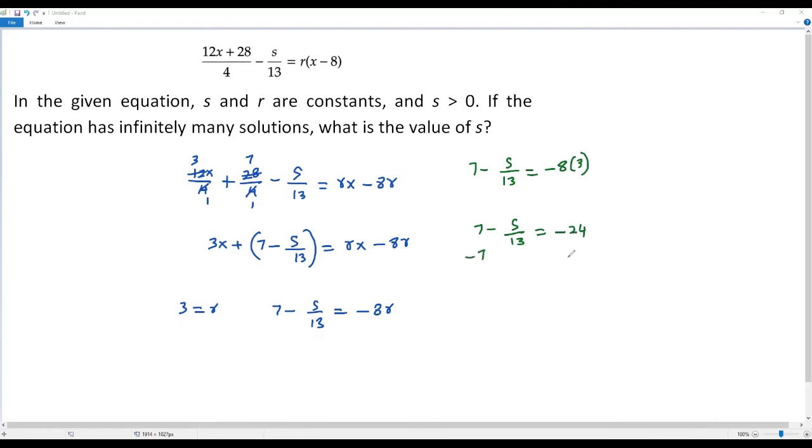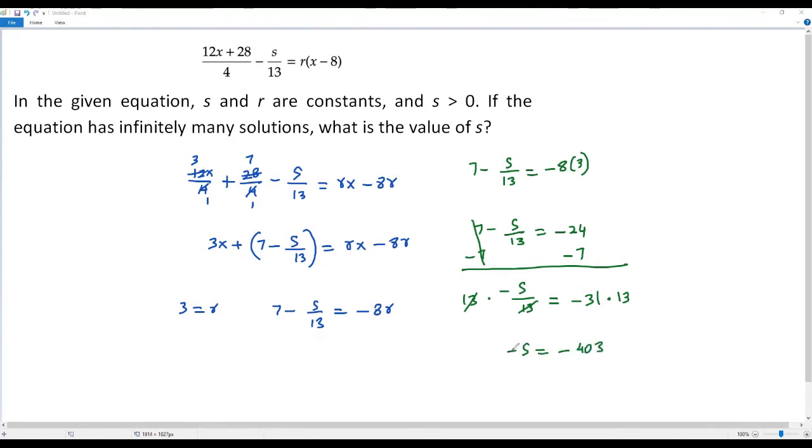Now let me subtract 7 from both sides of the equation. Then the positive 7 and negative 7 will cancel. Then I'm getting −s over 13 equals, when I combine −24 and −7, −31. Now let me multiply both sides of the equation by 13. When I do so, this 13 will cancel out. When I multiply −31 and 13, I am getting −403. That is, −s equals −403.